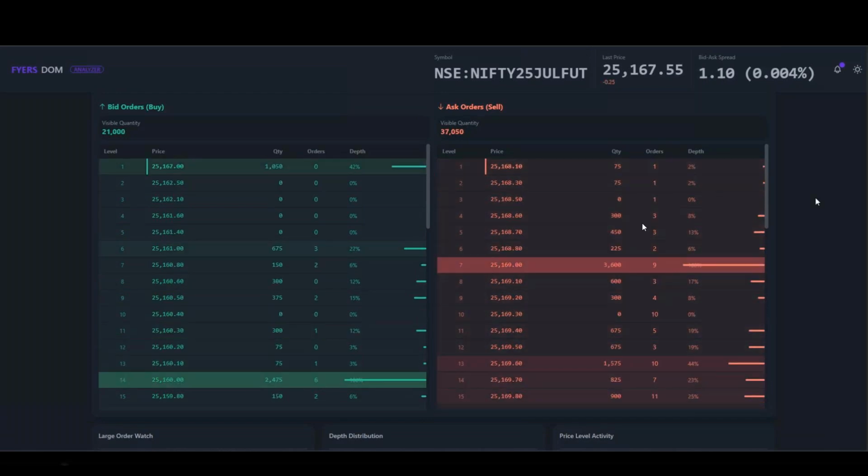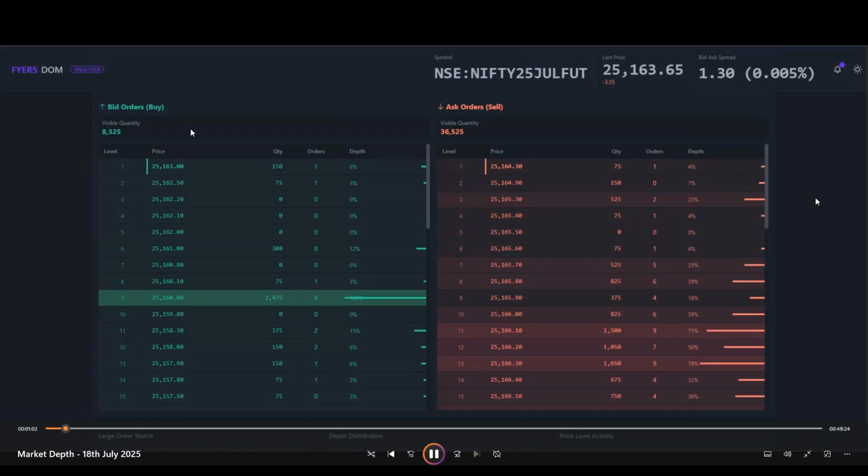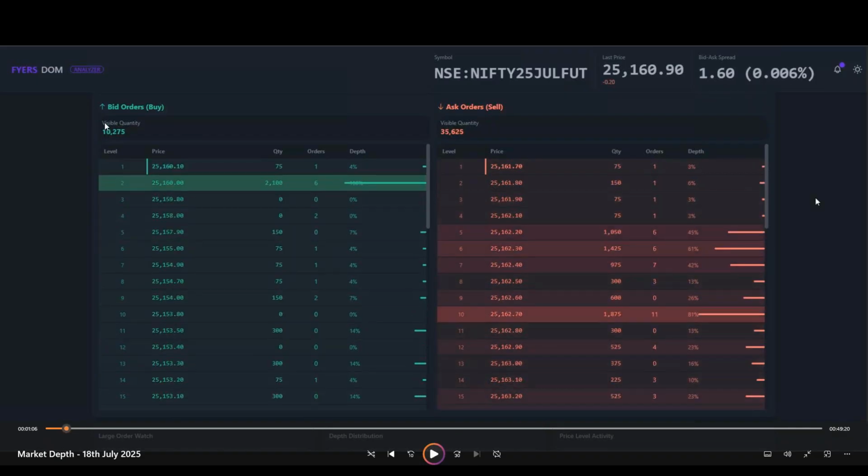When the market really opened, what happened last Friday? You can see the order book. The buy side, for me, is looking weaker, and the sell side is looking much stronger.